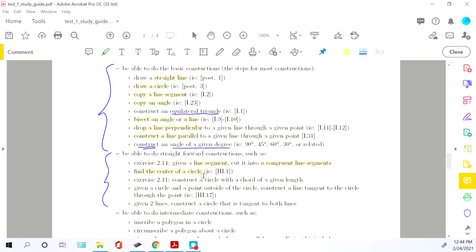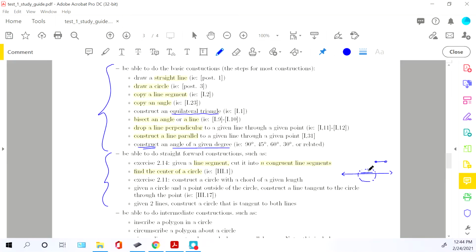So that would also be something that you want to make sure to do. Exercise 2.11, this is the one where you were given a line segment, and you were told, hey, I need to construct a circle. I believe you were also given this guy here. You need to construct a circle where this guy right here is exactly congruent to your given line segment.